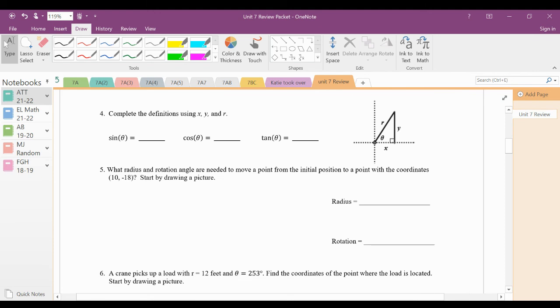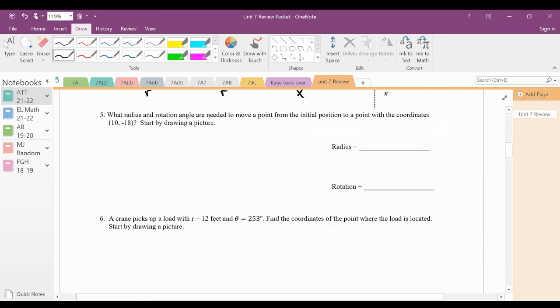All right, let's do some definitions here. Sine is always opposite over hypotenuse, or in our case, the y over r. Cosine is adjacent over hypotenuse, or x over r, and tangent is opposite over adjacent, y over x. Keep in mind that some of these might be negative in different quadrants.